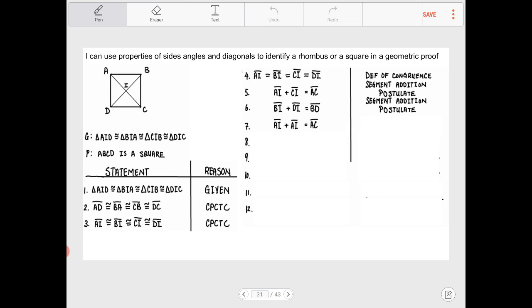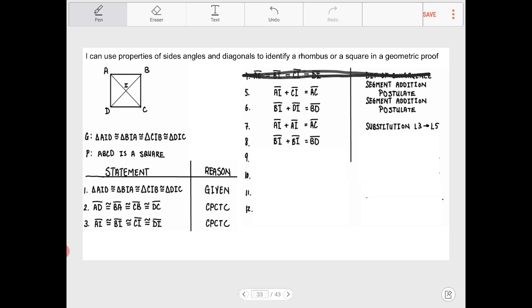I know that AI plus AI has to equal AC. And why is that? Well, that's because AI plus CI, and I know that CI is equal to AI. So therefore, I can say that AI plus AI is equal to AC. And this is because of substitution. From which lines exactly? It's from line 3 into line 5. Again, I know that AI plus AI is equal to AC because I'm substituting information from line 3 into line 5.